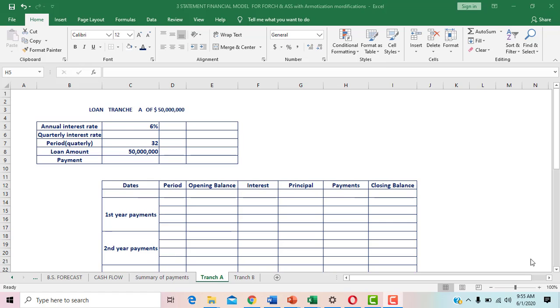In this section of the course, we are going to see a standard corporate loan agreement, how it is calculated, how the model is built, and how to link these with a three-statement financial model.